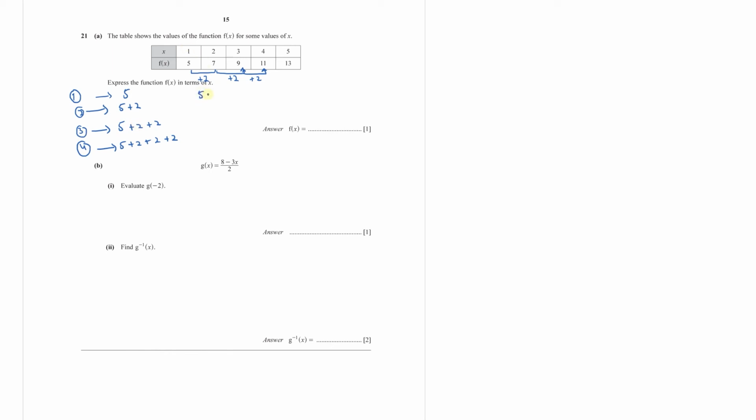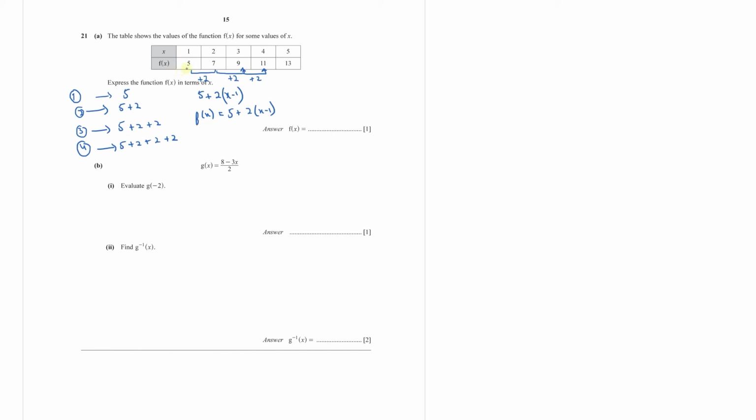So 5 plus 2 multiplied by x minus 1, where x is the term number in the sequence. So for x equals 1, you'll get 1 minus 1, 0 times 2 is 0, and then you get 5 plus 0 equals 5. Similarly, you can find the fourth value here if you replace x with 4. 4 minus 1 is 3, 3 times 2 is 6, 6 plus 5 is 11. So basically, your function f of x would be equal to 5 plus 2 times x minus 1.